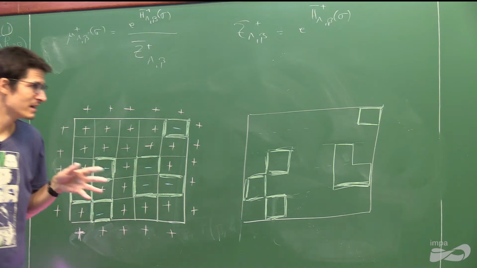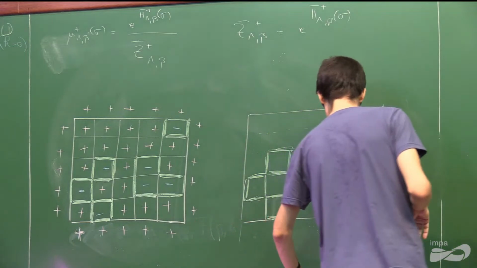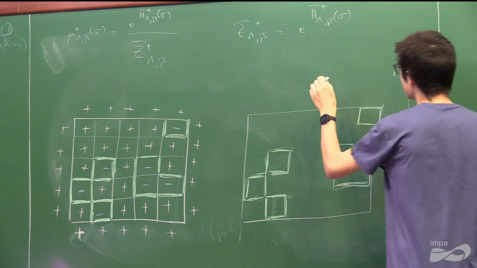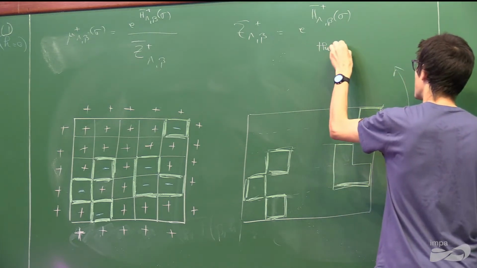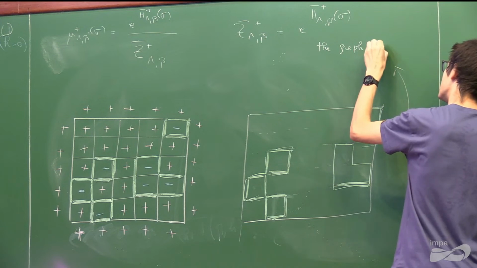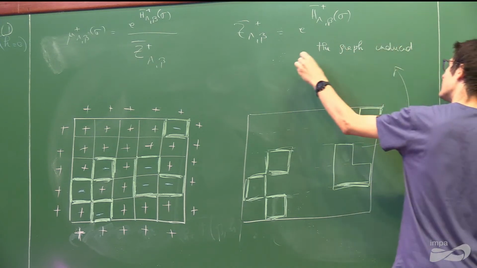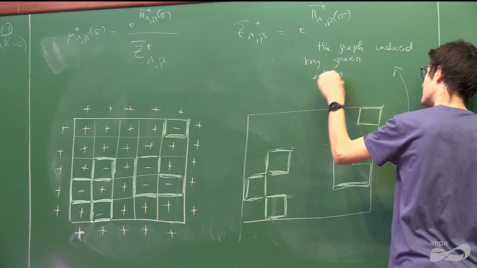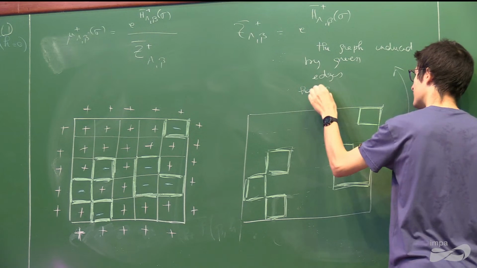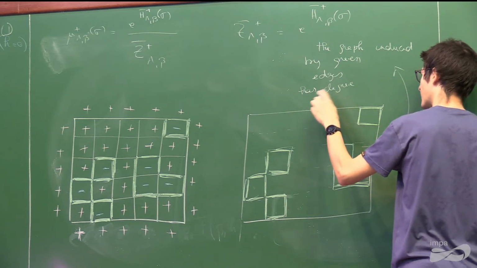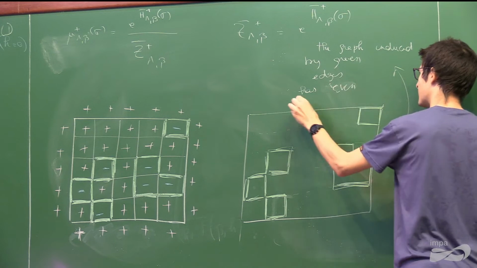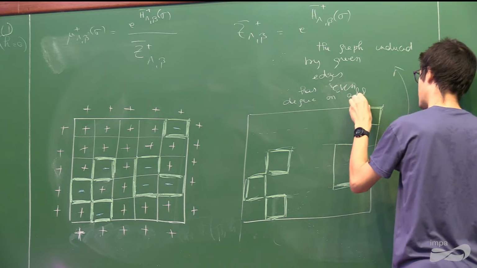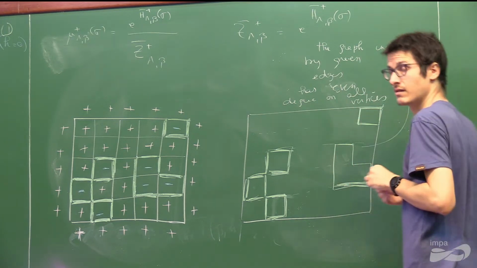And of course, the graph induced by green edges has even degree on all vertices. This is an important observation.